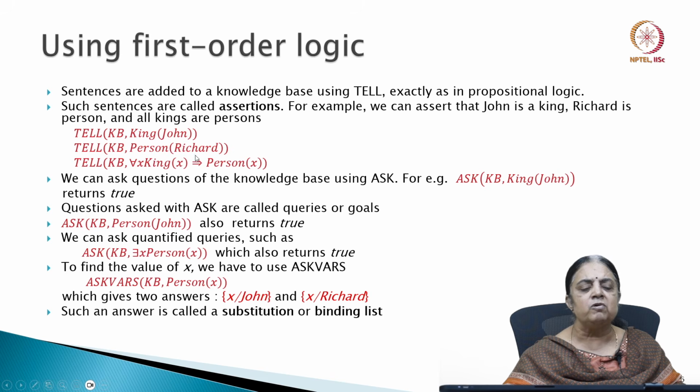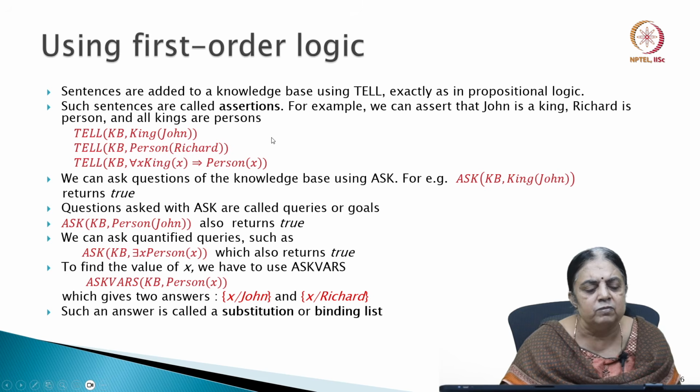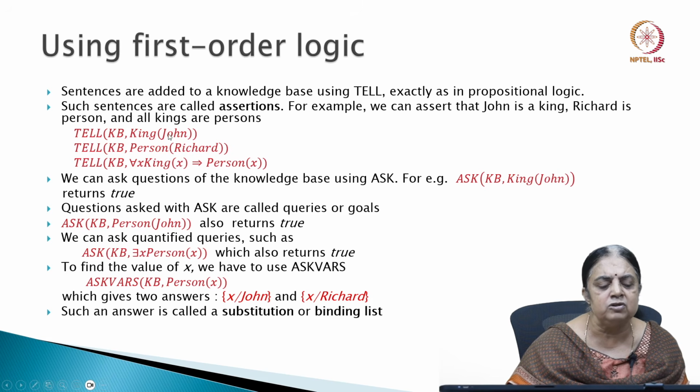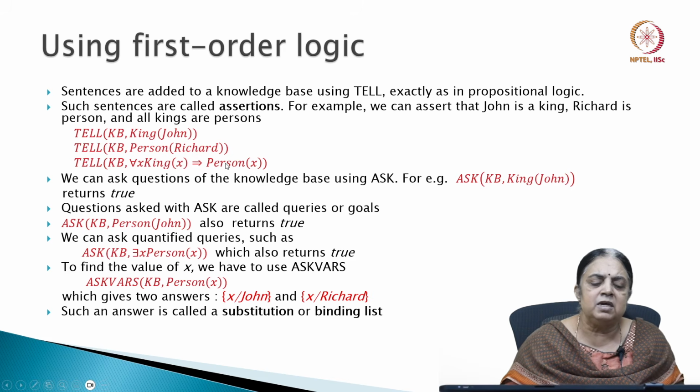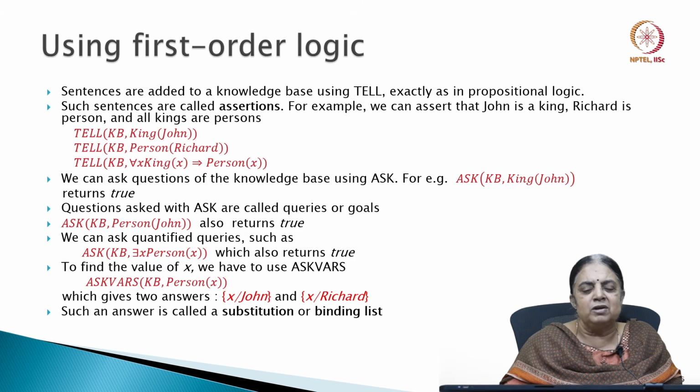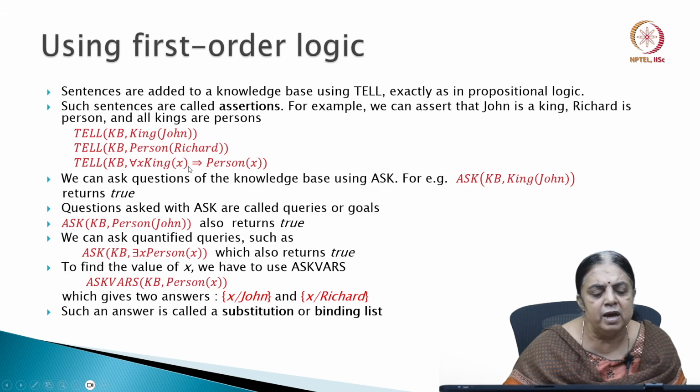These facts or rules that you enter will be in predicate logic. You are telling the knowledge base that John is a king, and that Richard is a person. And you are giving the knowledge base this rule which says that for all x, king x implies person x. So if somebody is a king, he is also a person, right? This is the way you keep adding information into the knowledge base, and when you want to ask a question, you can use ask.